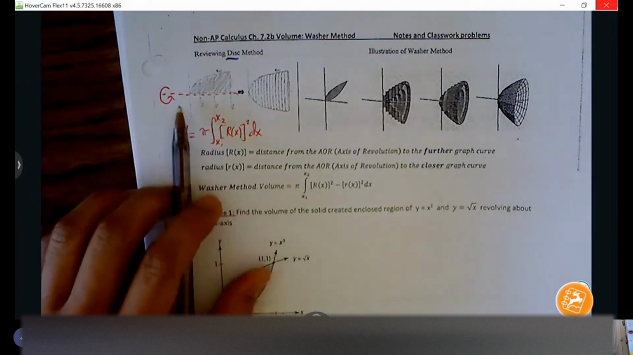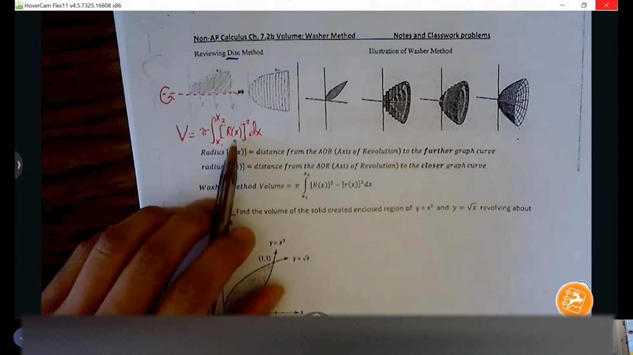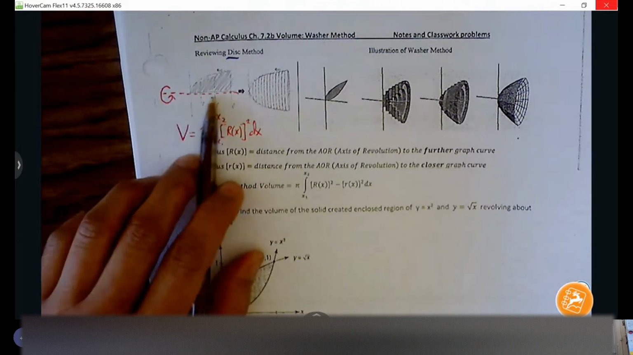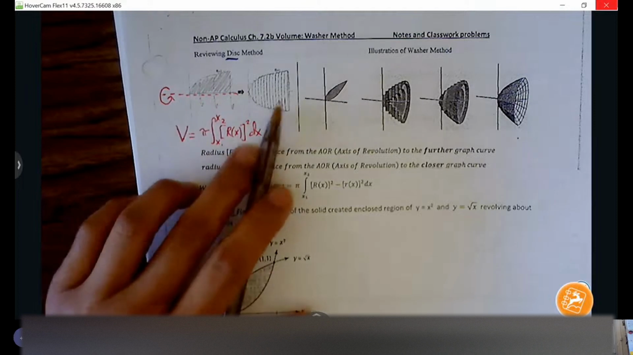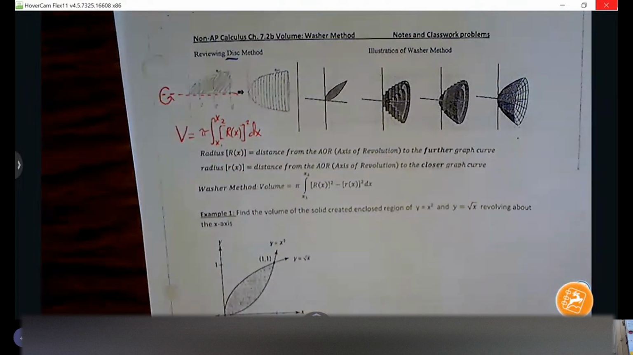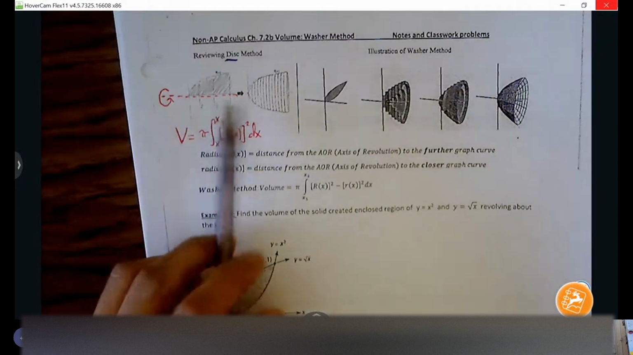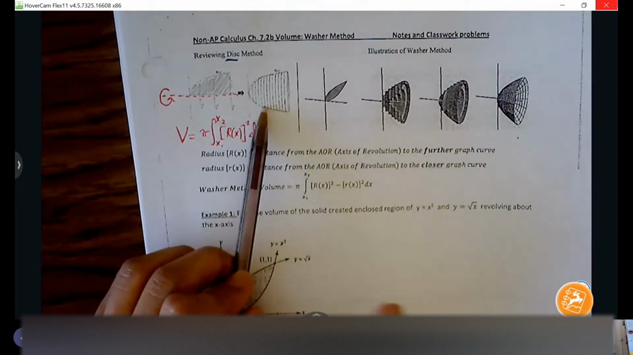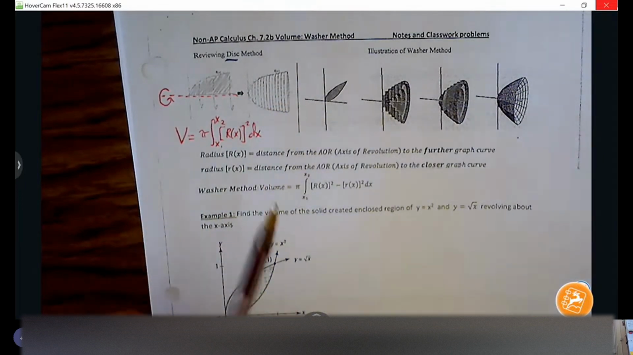But one noticeable thing is that we only needed one radius because there was no gap. There's no hole to subtract out. This object is going to be solid. There's not going to be any indentation or any hole. It's just going to be a solid cylindrical disc from one end to the other. Okay.